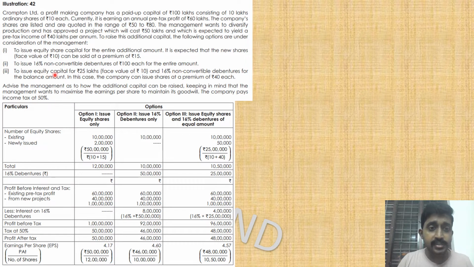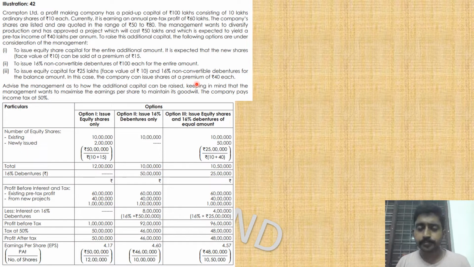The third option is equity for 25 lakhs, face value of 10, and 16% NCD, non-convertible debentures, for the balance amount. The company can issue the shares at a premium of 40. So 10 rupees face value plus premium of 40, 10 plus 40 is equal to 50 rupees. The company will get 50 rupees for each share from the investor.